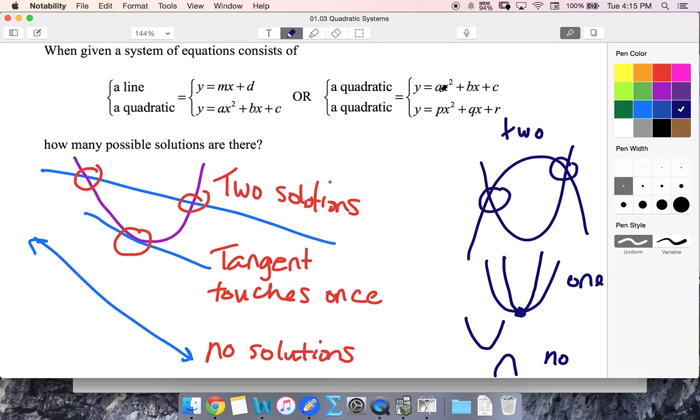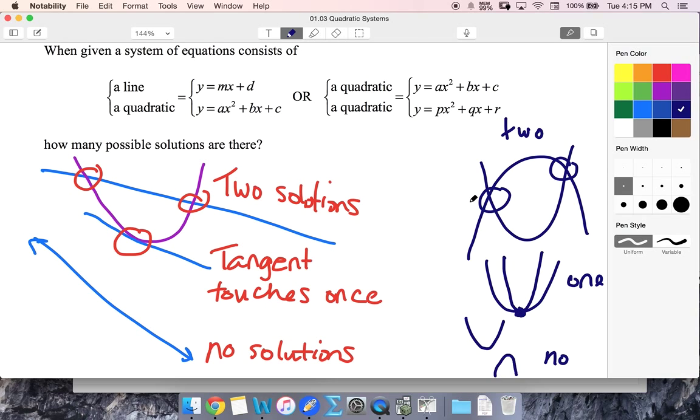And again, that's because when I use substitution, I equate ax squared plus bx plus c equal to px squared plus qx plus r. And again, I've got a quadratic system, and I could use my discriminant to tell me what's happening. If I have only one solution, it means they share a vertex. That's an important thing to note.